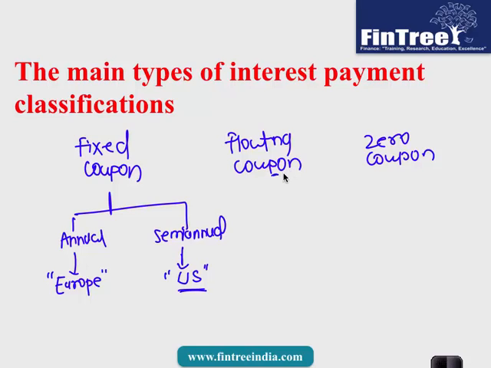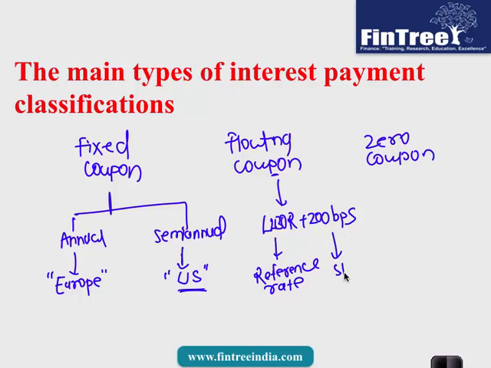Then a floating coupon payment is the coupon would be specified somewhat like this. It could be LIBOR plus, let us say, 200 basis points. Right? So LIBOR is referred to as the reference rate, and this 200 basis points is referred to as a spread. So for a floating coupon payment, it would be reference rate plus the spread.